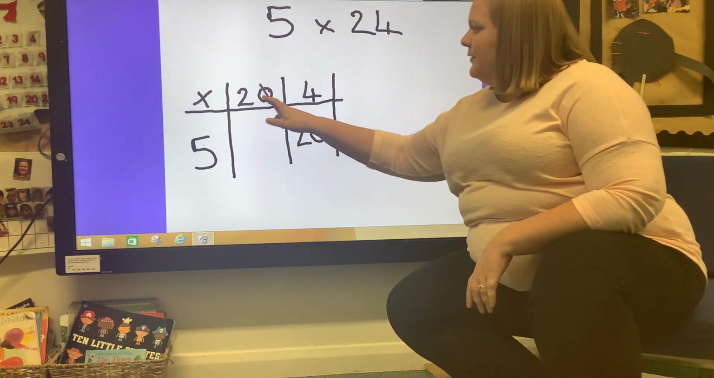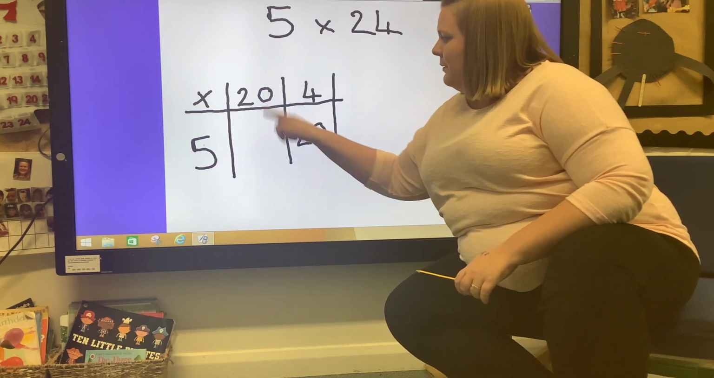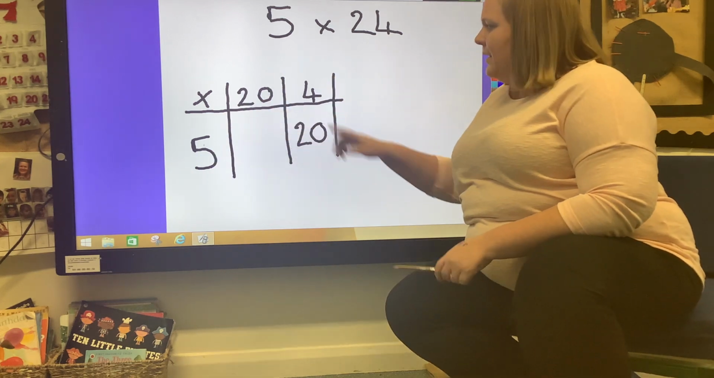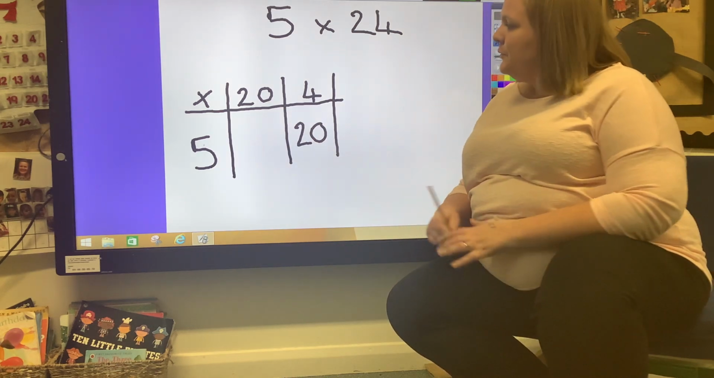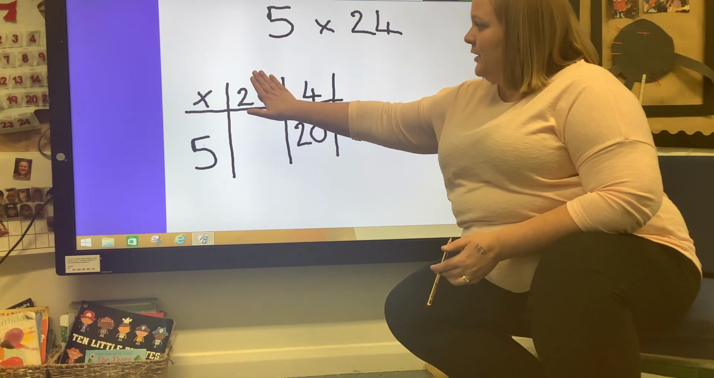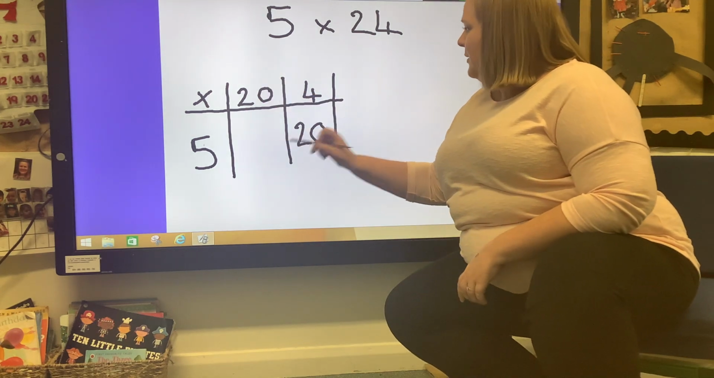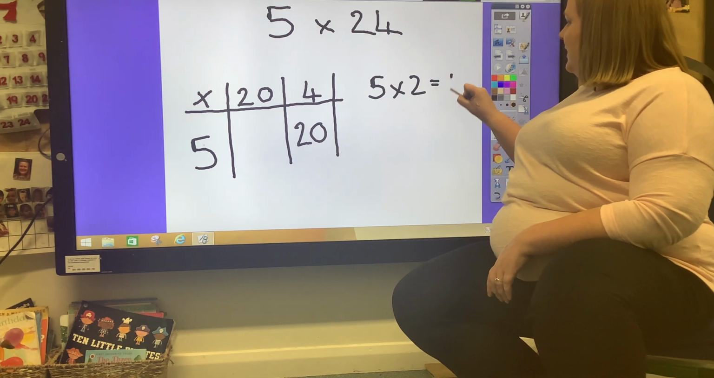Then I have 5 times 20. You can see I'm sort of lining up the grids here. Those ones go in that box. Those ones go in that box. 5 times 20 then initially might seem confusing to the children, but actually they can think of that as 5 times 2, which they know, I'll write down the side here. 5 times 2 they know is 10.